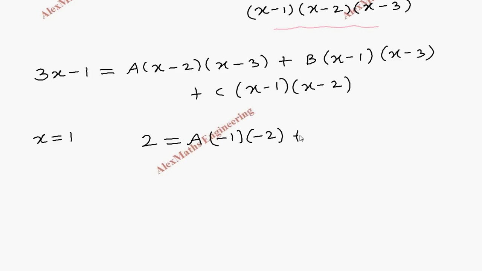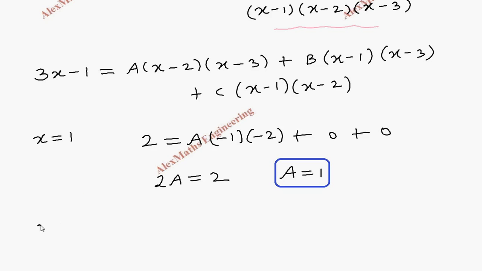Then the remaining terms will become 0, because when I put 1 here, b into 0, and here also c into 0. So the other two terms are 0. So from this we get 2a equal to 2, and the value of a is 1. In the same way, let's take another value.